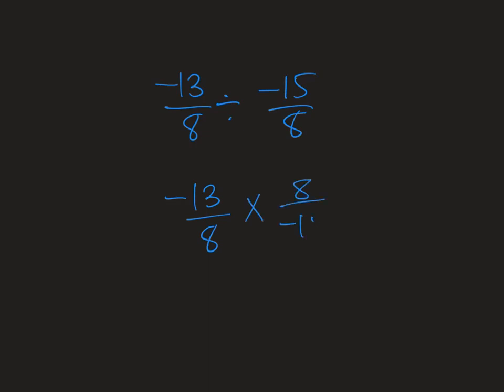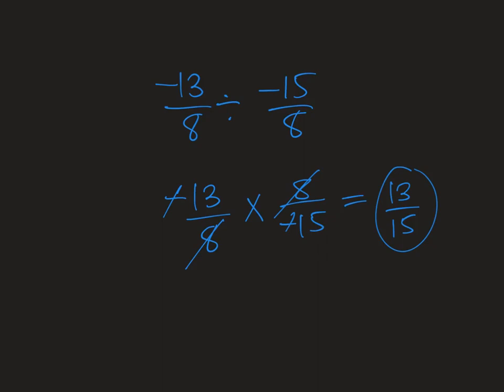Example: we have negative 13 over 8 divided by negative 15 over 8. So we write that down as negative 13 over 8 times 8 over negative 15. Notice that the 8s can cancel right away, and the minuses also go away because a negative divided by a negative is a positive. So then we have 13 over 15 as our final answer for that particular problem. So that was number 48. Let's do one more problem and then we'll move on to adding and subtracting fractions.